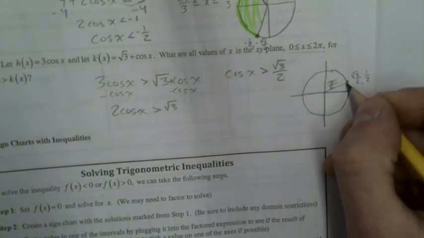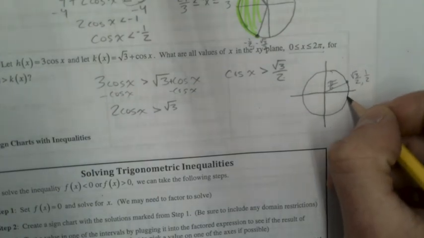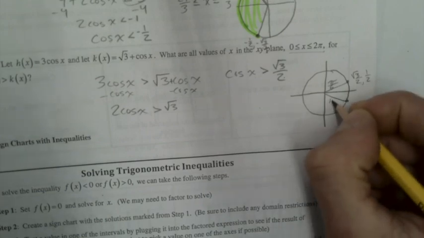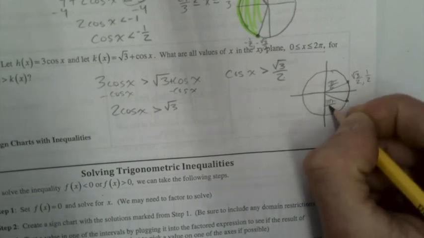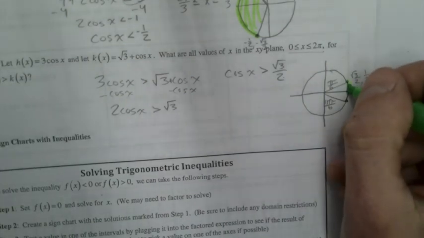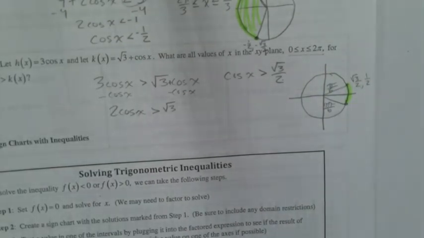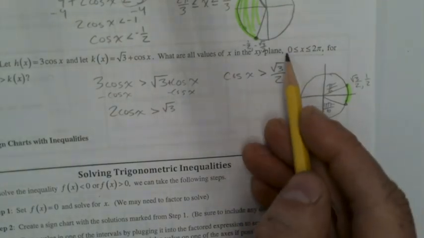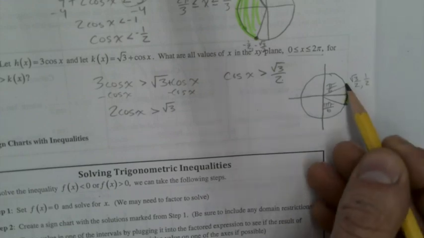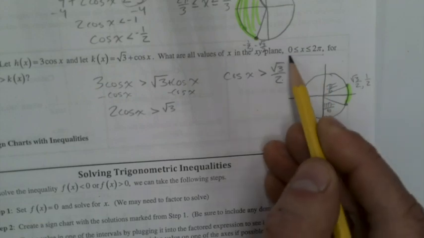To be greater than that, we need to be further to the right. So then that would also reflect down here to this. That would be 11π/6 radians. And so our solutions would be on that arc right there. The weird thing about this is, because of the domain, in my head I thought, from 11π/6 to π/6, but that doesn't make sense.